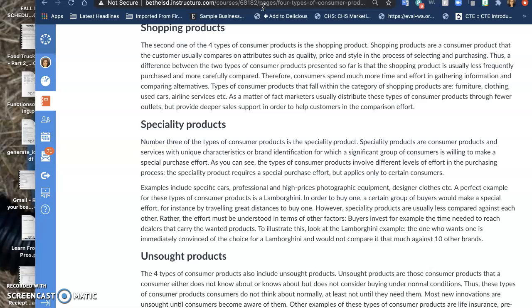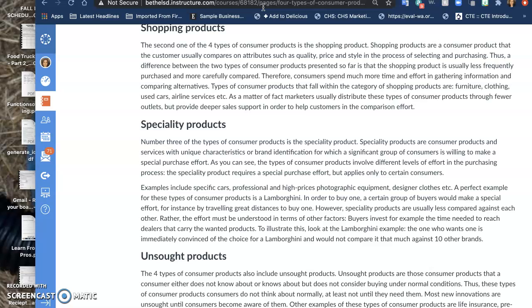Specialty products. Number three of the types of products is the specialty products. Specialty products are consumer products or services with unique characteristics or brand identification for which a significant group of consumers is willing to make a special purchase effort. These types of consumer products involve different levels of effort in purchasing. The specialty product requires a special purchasing effort but applies only to certain consumers.